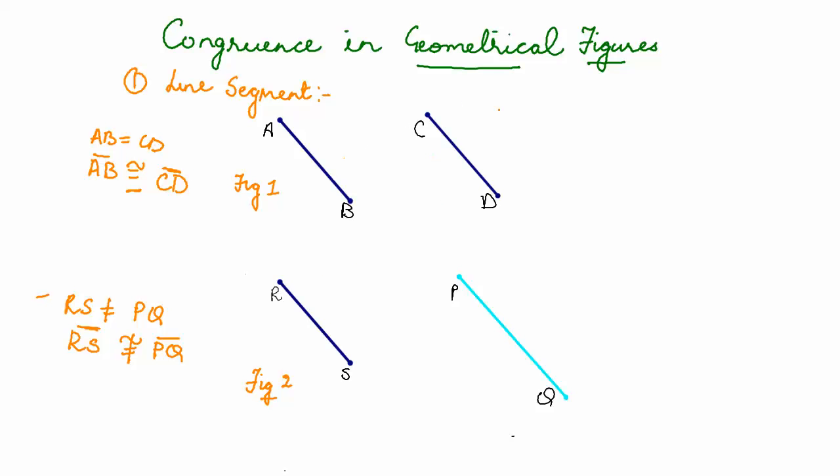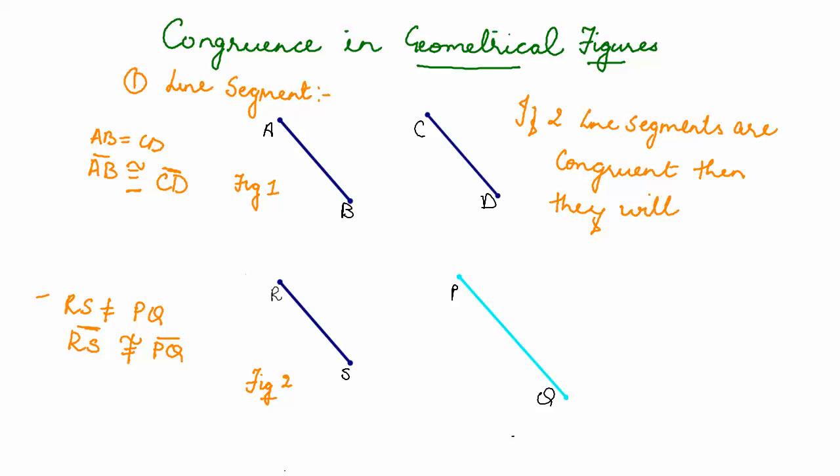In other words, we can say that if two line segments are congruent, so if it's given that there are two line segments AB and CD, and they are congruent to each other, that means they need to have equal length, and the vice versa also holds true.